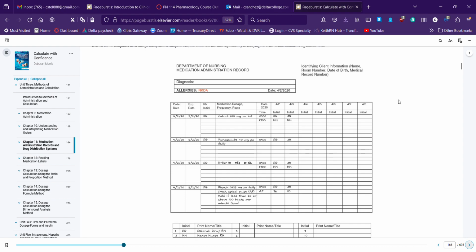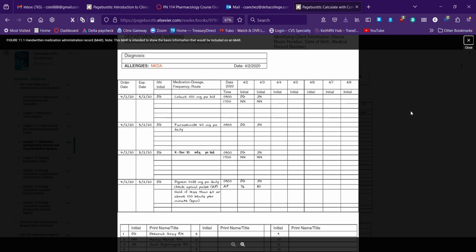So you're going to have the information for your client up here, which is going to be their name, their room number, date of birth, medical record number. All of that is usually going to be up here at the top. You're going to have their diagnosis, their allergies, and they have NKDA, which is no known drug allergies, and then the date. This date here is what day of the week that the MAR was printed.